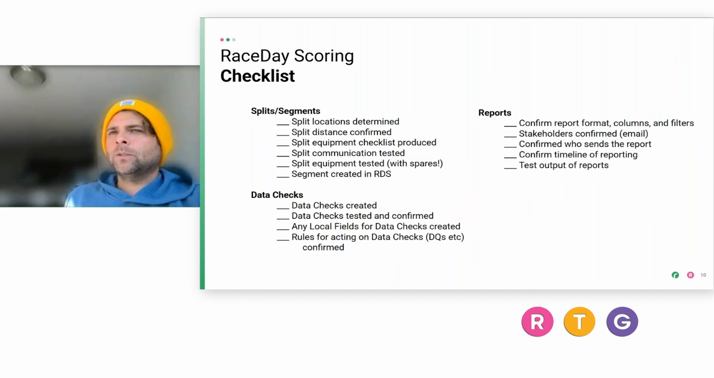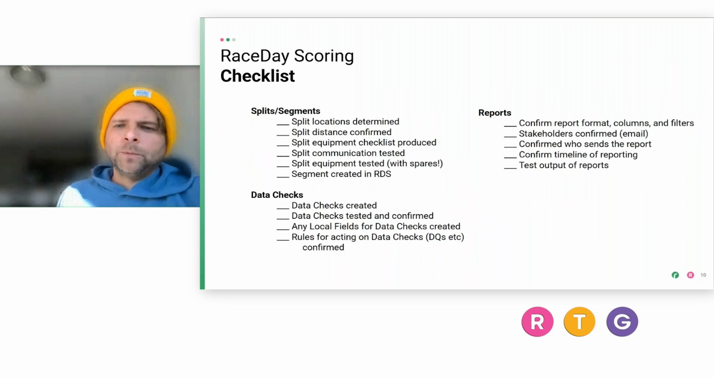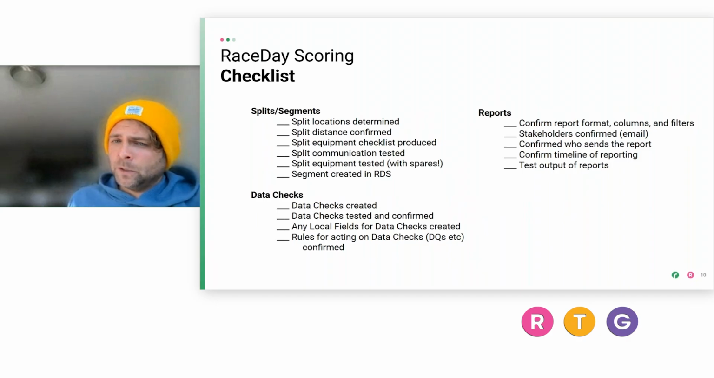Most organizers want to be really tough and DQ anyone who drops down from the marathon to the half marathon until race day, when they're really happy and in a good mood and decide that that's not the case anymore. So confirm. And on the reporting side, confirm the format, the columns and filters, who the stakeholders will be, whether you can send it to them or not, who sends the report, the timeline of reporting, and then just test the output of all of these pieces.